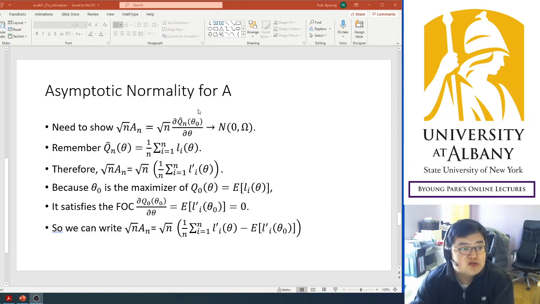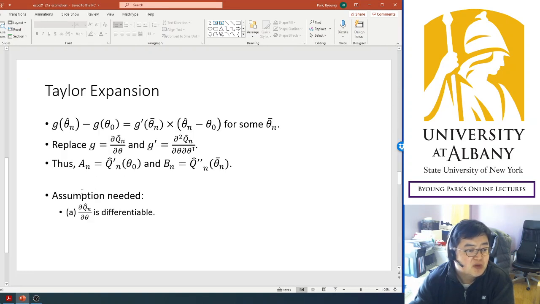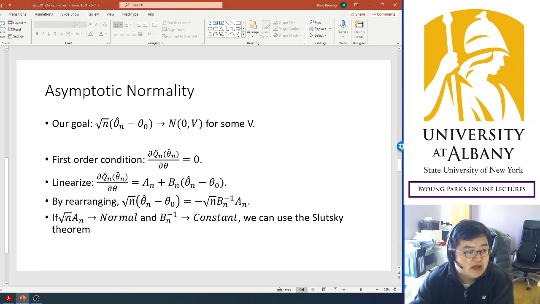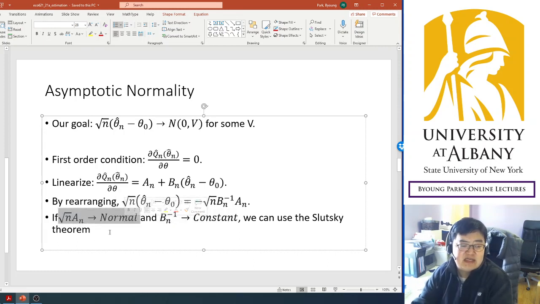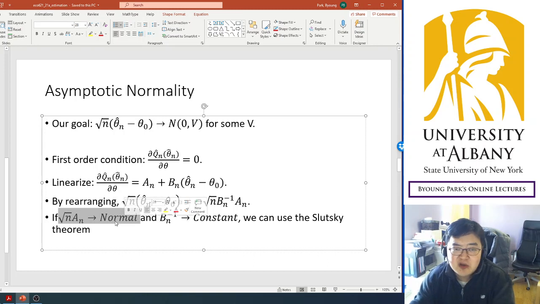Now it remains to show the asymptotic normality for A. So remember, we need to show this and this, but the latter has been cleared. We have done this, and now we are going to show this. And it is easy. You may guess. In the end, we are going to use the central limit theorem.